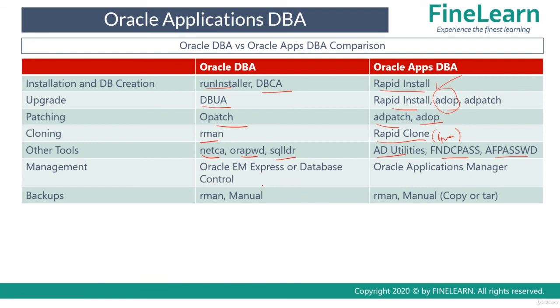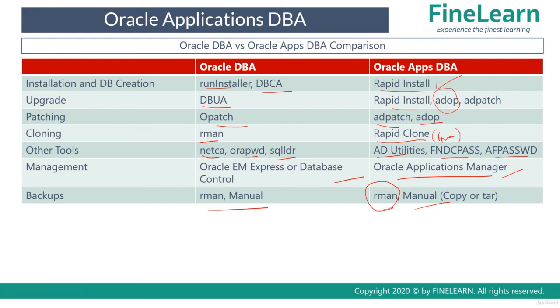For management, we use Oracle Enterprise Manager. And here we have something called Oracle Applications Manager. And remember, even Oracle Enterprise Manager Cloud Control can be used for administration of both DBA and Apps DBA. And for backups, we usually use RMAN and manual. Here for backups, we basically use a manual copy or tar of the application tier, and for the database, we use the same one, that is RMAN.